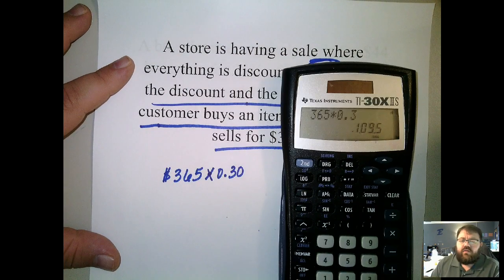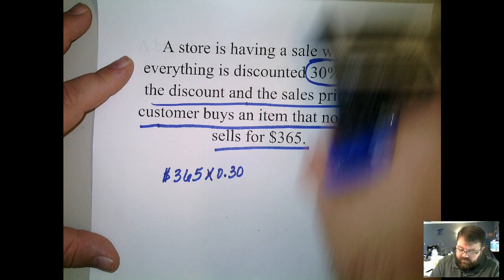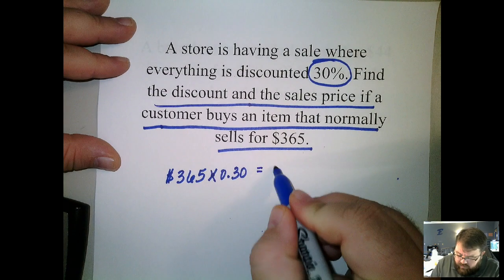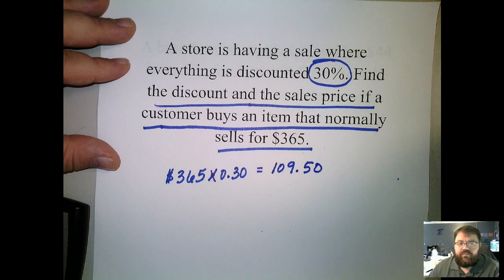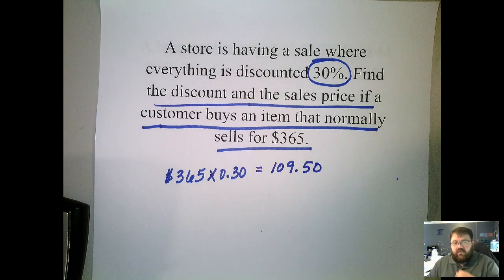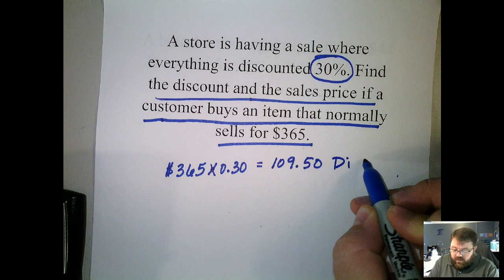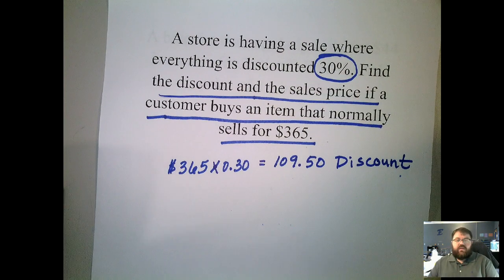Now guys, remember we're talking about money. That's not 5 cents. That is 50 cents. I would add a 0 to the back of this. So I have $109.50. Next, I would have to understand this is my discount. This is not the price. This is how much they're subtracting from the price.